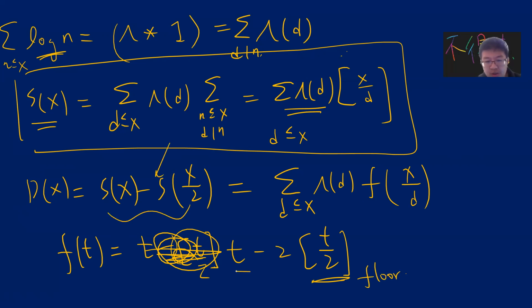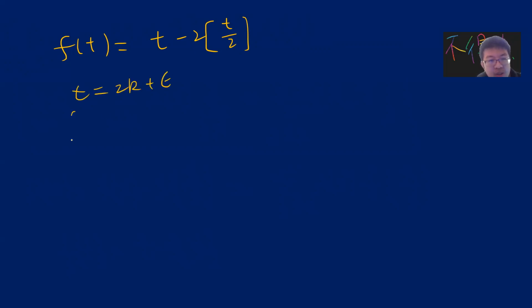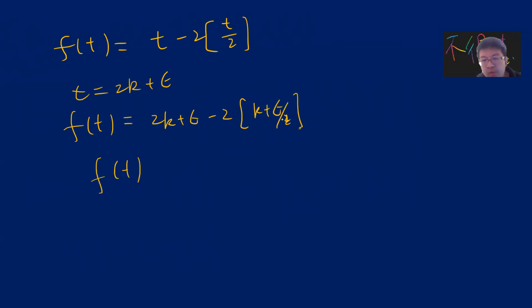This is not difficult. With a very trivial calculation you can show this f of t. You can try to prove it, so let's write this. Very simple calculation: let's say 2t is 2k plus epsilon, and your f of t will be 2k plus epsilon minus 2 times the floor of k plus epsilon divided by 2. So you can easily show that if epsilon divided by 2 is a little bit negative, then f of t is 2. If it's a little bit negative, then this floor will be k minus 1. Otherwise, this is the first case.